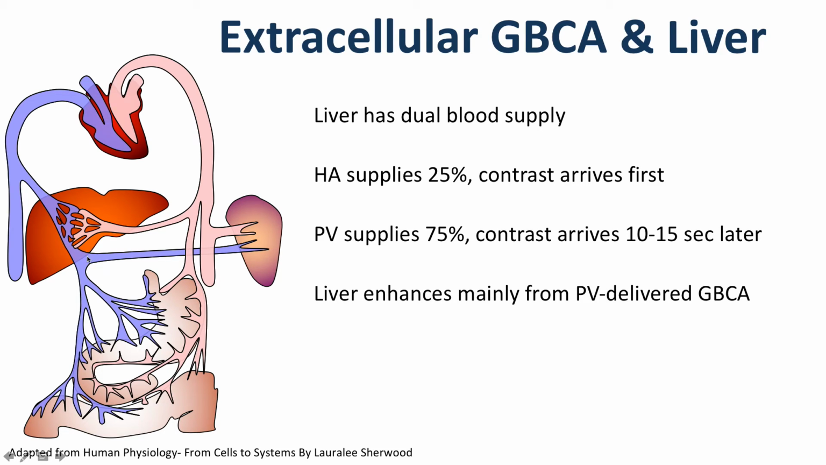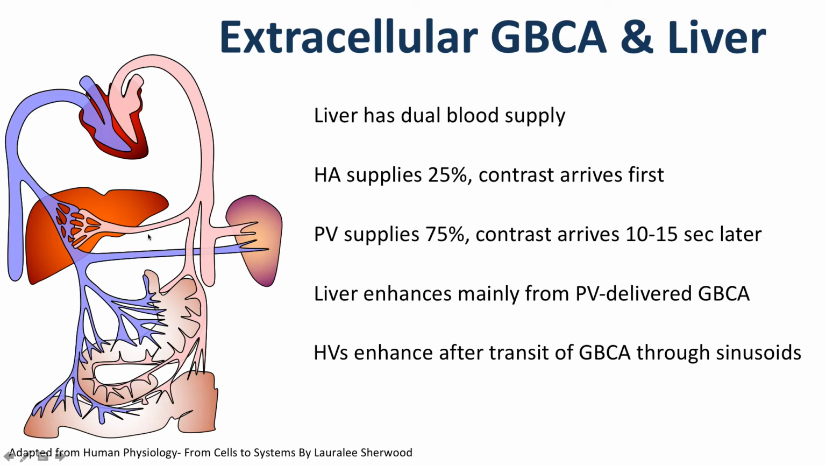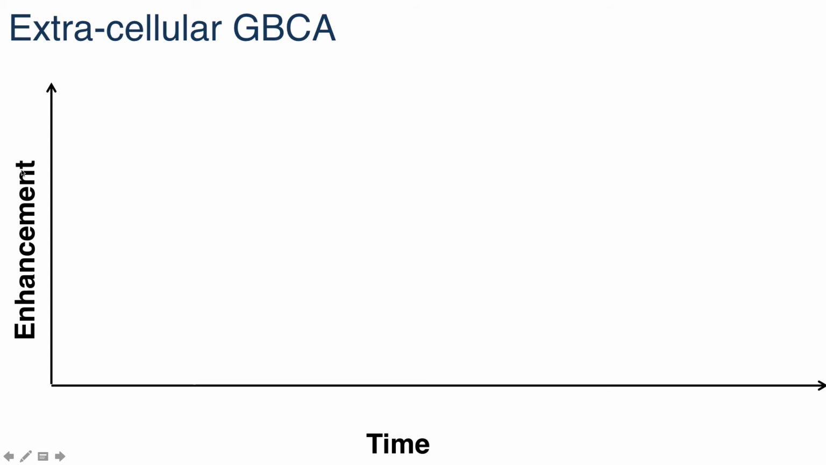The liver enhances mainly from the portal venous delivery because that's 75%, but tumors will enhance mainly from the arterial delivery because tumors get fed by the hepatic artery. Notice that the hepatic veins don't enhance until after the gadolinium has made its way through the sinusoid. So that's important. Hepatic veins enhance only after gadolinium has made its way through the sinusoids. And we'll explain why that's important. In fact, we'll explain why it's important now.